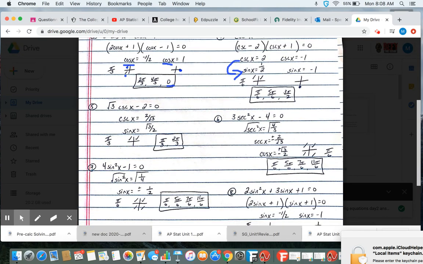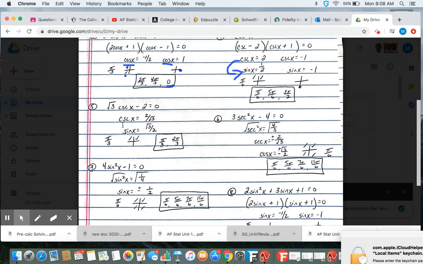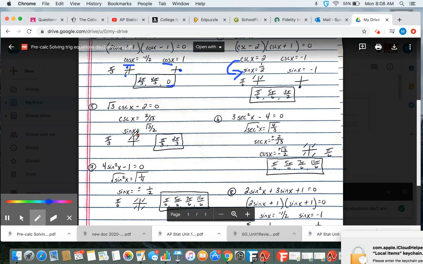All right. So in number 5, there's no GCF here. So we just want to get x by itself. We want to add 2. We want to divide by 3. Now, hopefully you didn't rationalize this one because you knew it was cosecant. So it's like, okay, well, let me just take the reciprocal. And now I have, well, what angle has a y value, right? Sine is y. What angle has a y value of root 3 over 2? And again, it's denominator 3. Y is positive up top. So only these two angles were my answers.